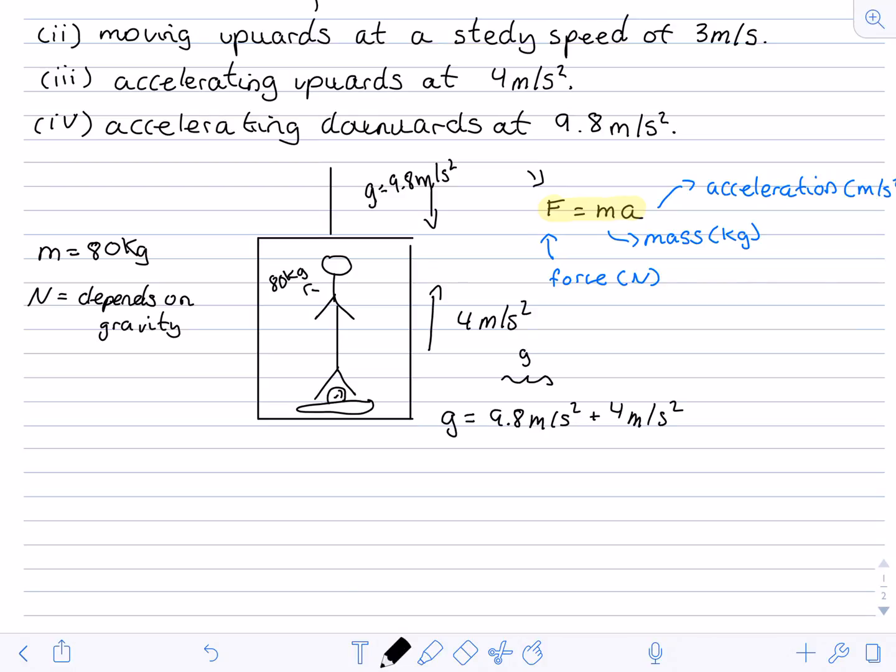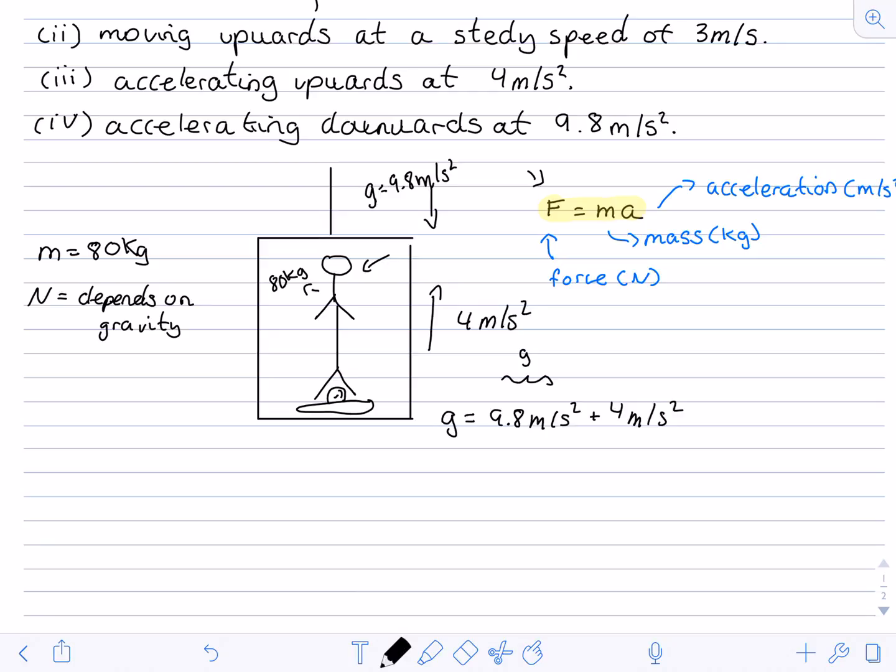But you might ask, why is it 4? It is 4 because the elevator is doing extra work to bring the weight of this person up. So this person is going to experience the actual gravity plus the 4 meters per second square. Okay, so you might think it doesn't really make sense because the errors would cancel each other out, but the man is going to experience a lot more weight.